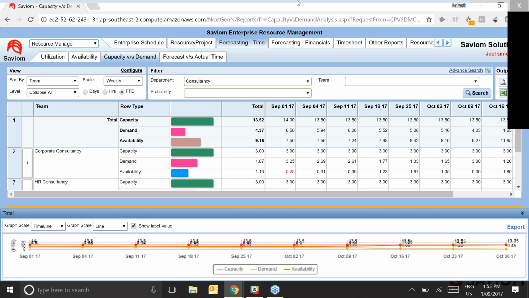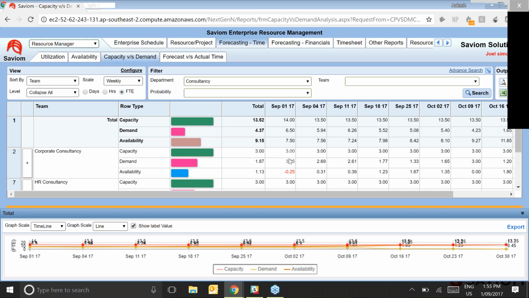But then going into the details is important as well. You can go into the components of, okay, my team over here is a corporate consultancy team. The corporate consultancy team has 3 FTE, but the demand for them is 1.87. So there's a smaller availability, I guess. There's a smaller gap between the two.